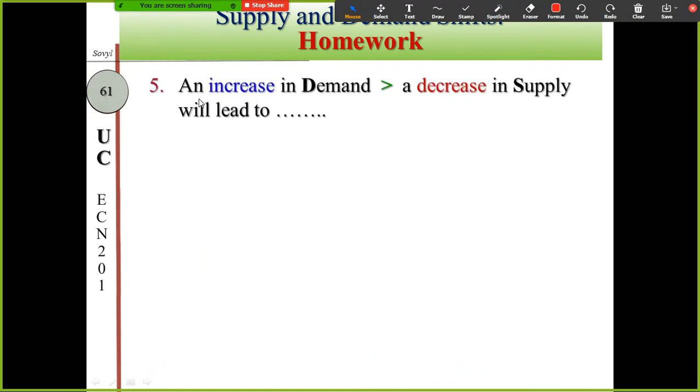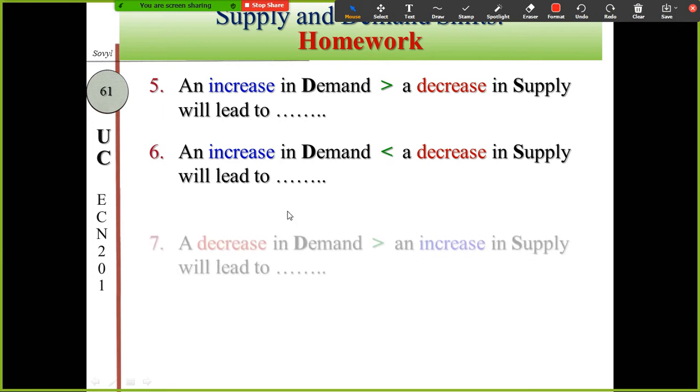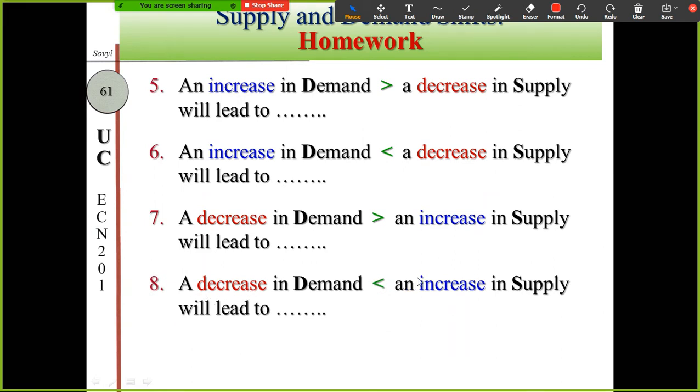This is the fifth condition: an increase in demand greater than a decrease in supply. Demand increases, supply decreases, but the demand increase is greater. 6. An increase in demand smaller than a decrease in supply. Demand increases, supply decreases, but it is smaller. 7. Demand decreases, supply increases, but the decrease in demand is bigger than the increase in supply. 8. Demand decreases, supply increases, but the decrease in demand is smaller than the increase in supply.